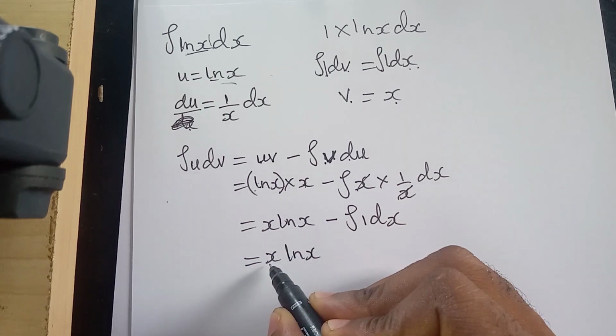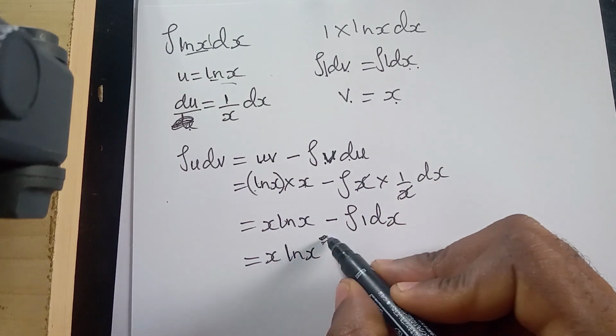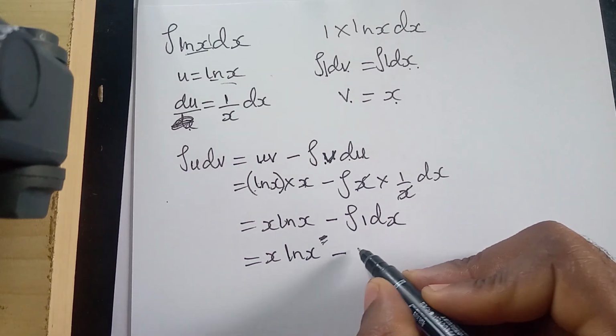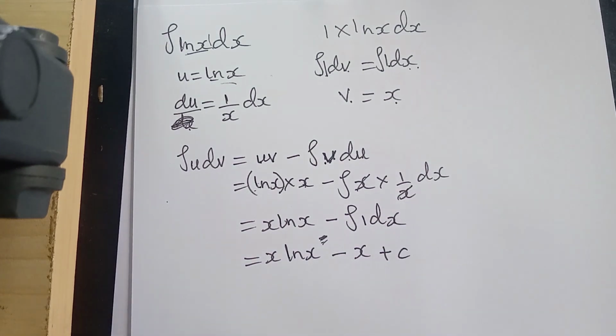You can't take this one any further unless you want to write it as a power. And then minus the integral of 1 with respect to x is simply x, and then plus the constant of integration, which is a c.